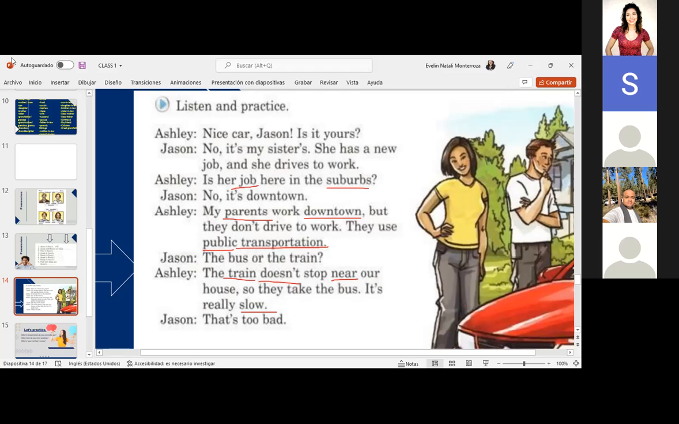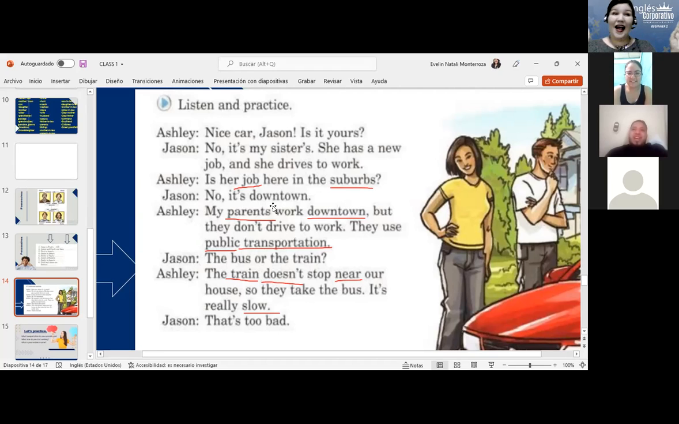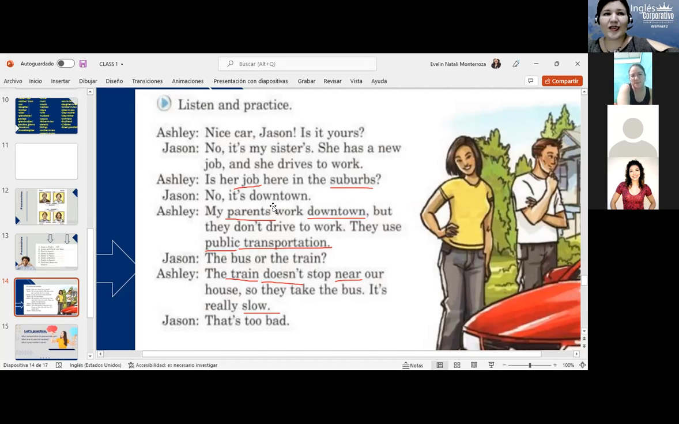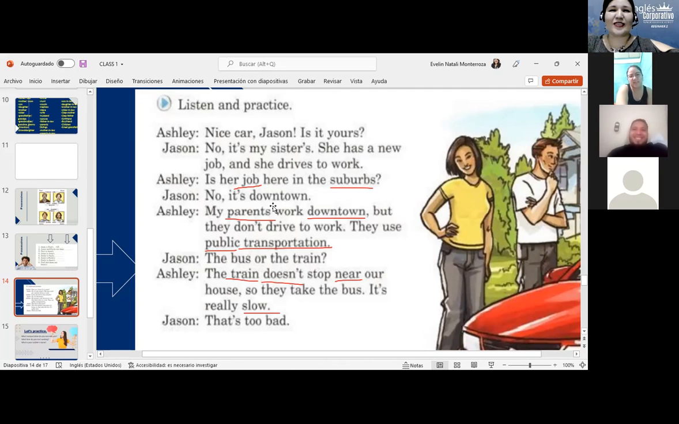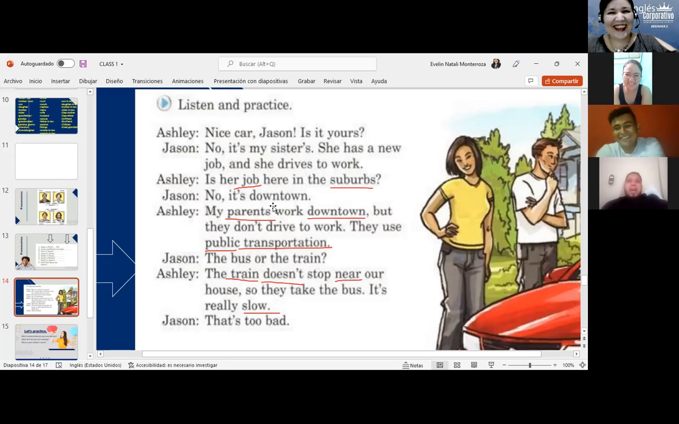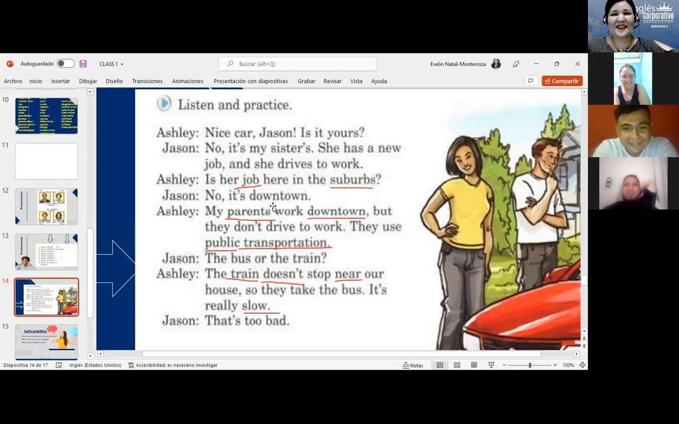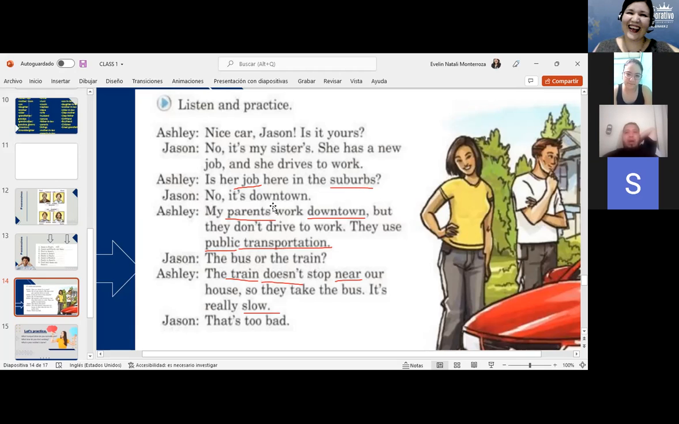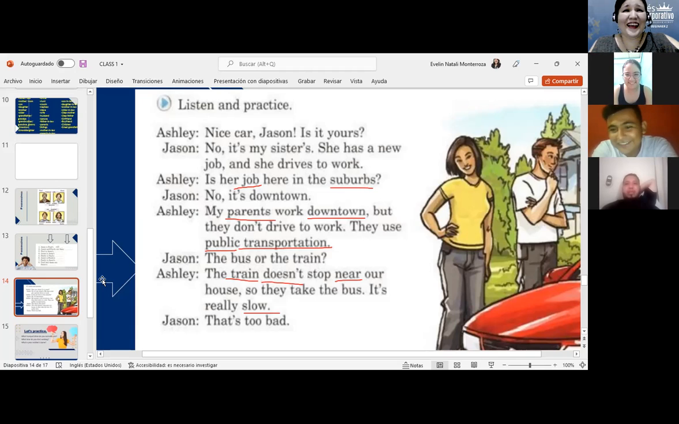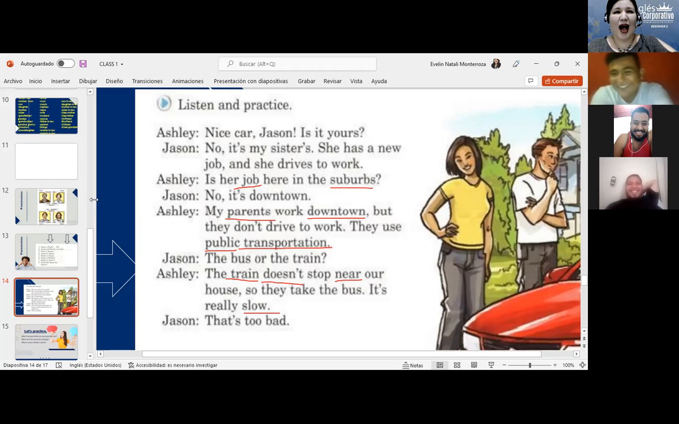Go, Ashleys. One, two, and three. Nice car. It's my sister's. She has a new job and she drives to work. It's downtown. My parents work hard, and they don't drive to work. The bus or the train? The bus or the train. That's too bad.